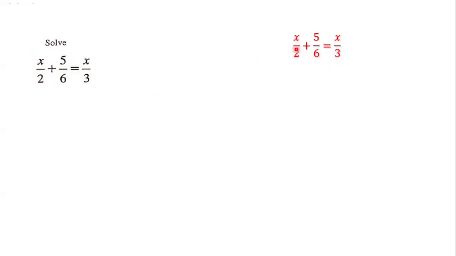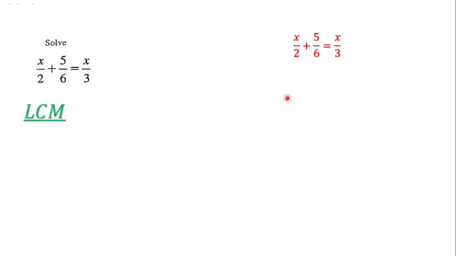So 2 is the denominator of this fraction, 6 is the denominator of this fraction, and 3 is the denominator of this fraction. But we do not want the denominators at the bottom. We want to eliminate these denominators, all right? And so that's going to be our first objective, to get rid of these denominators. But how are we going to do that?